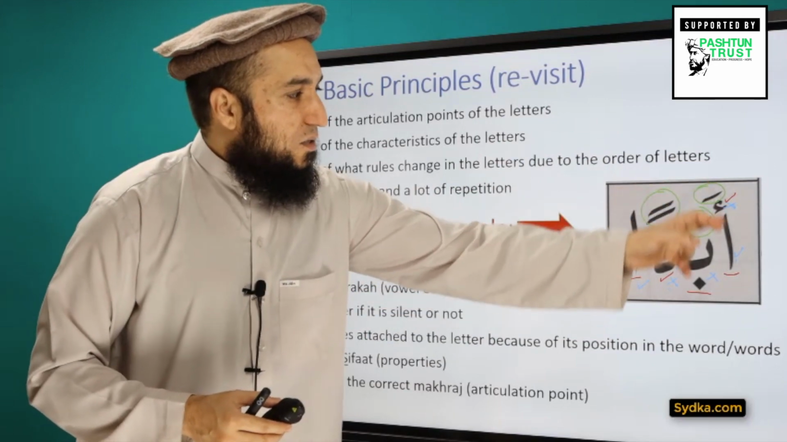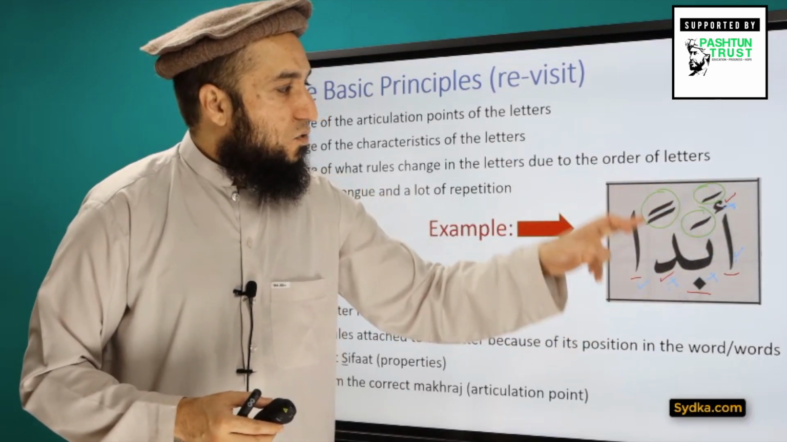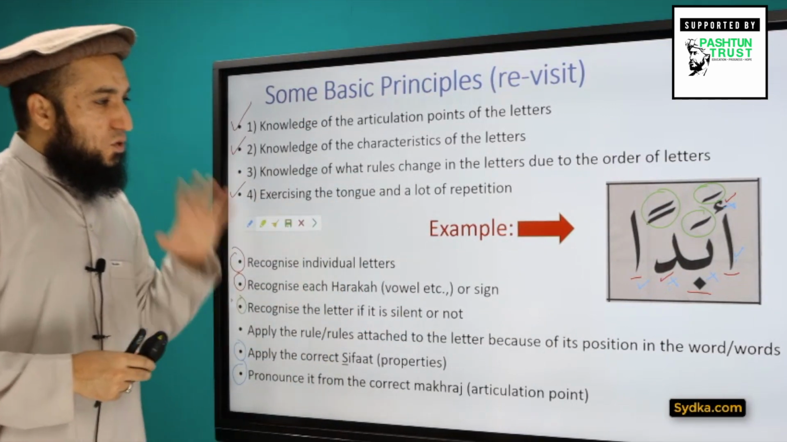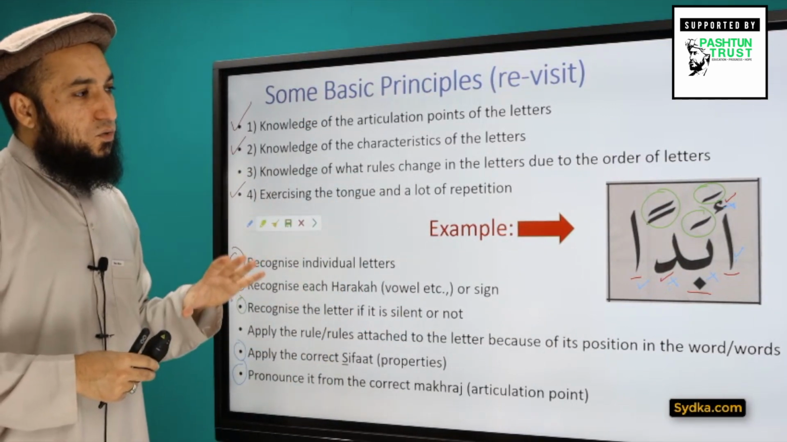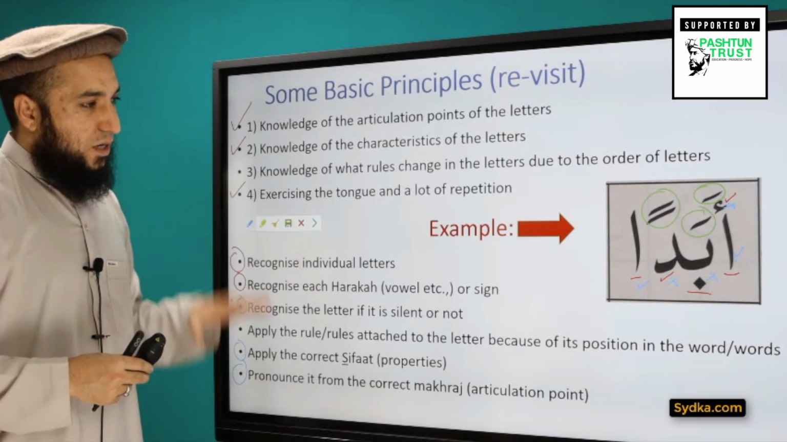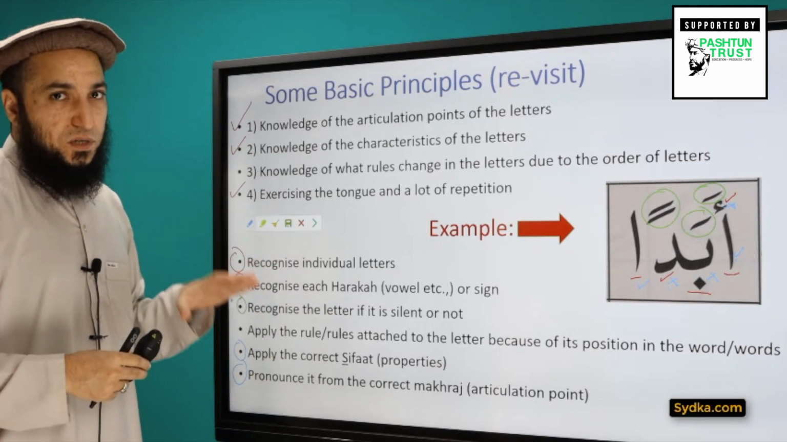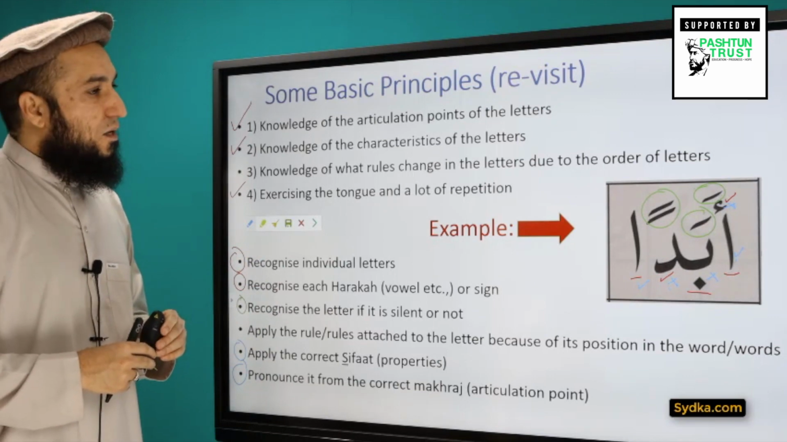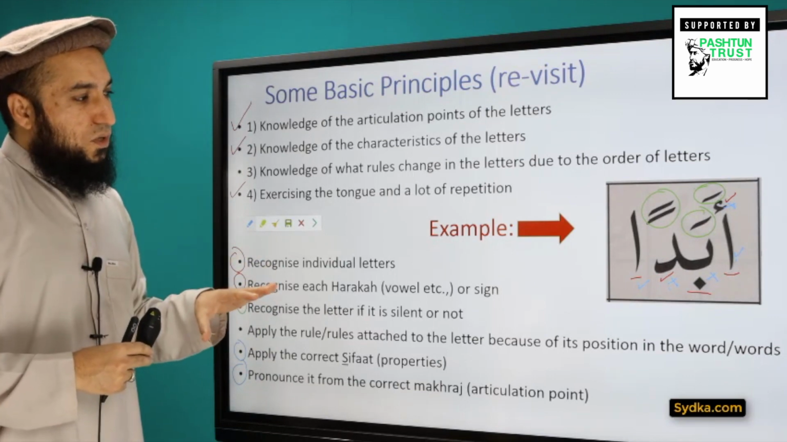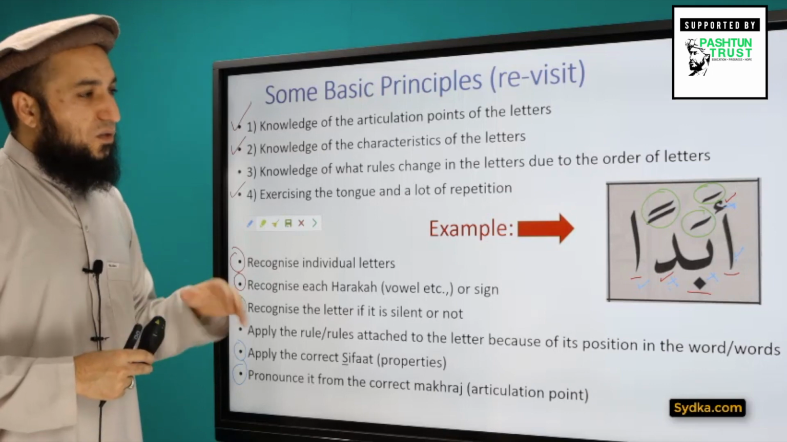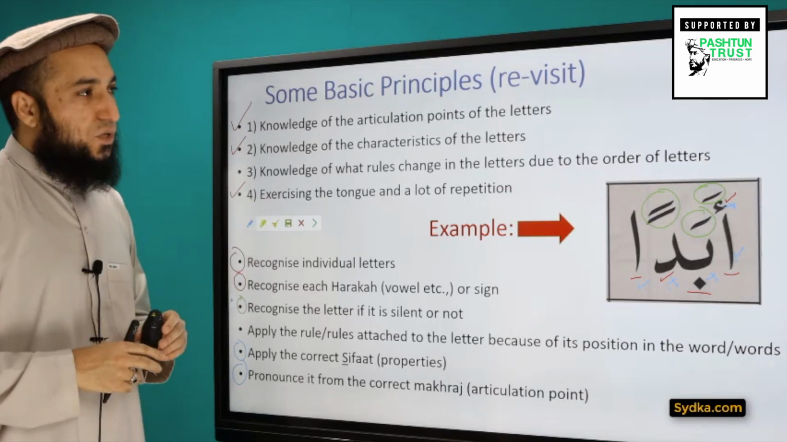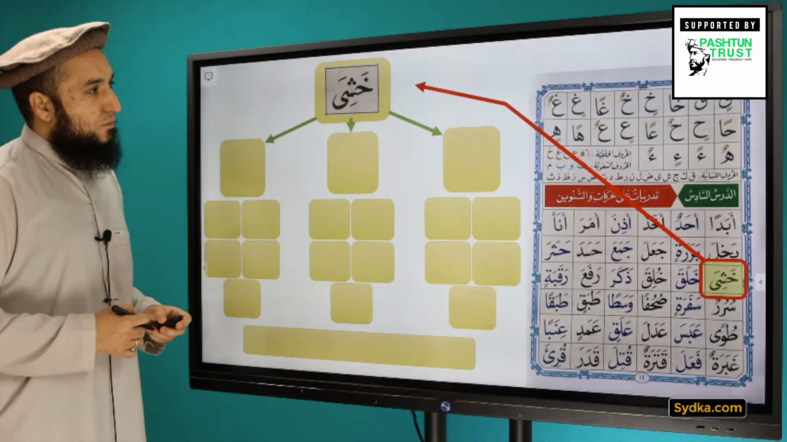For example, here is a, 1, ba, 2, then. So there are 3 syllables in this word. So if we manage to implement these steps correctly, then our reading and recitation will be very easy. These are not fixed rules; you can add or subtract to it. These are just general guidelines for recitation or reading the Arabic.